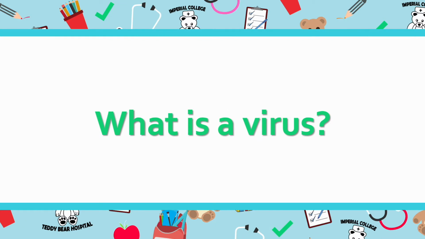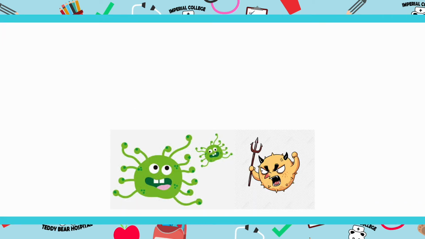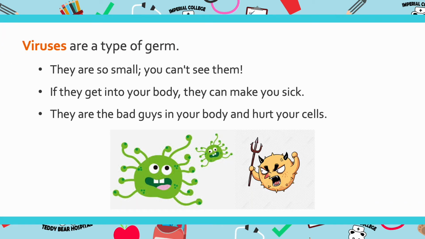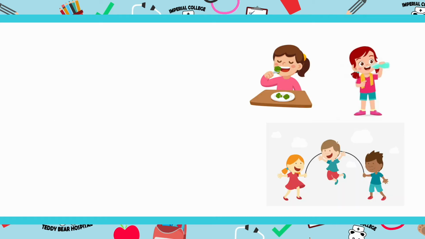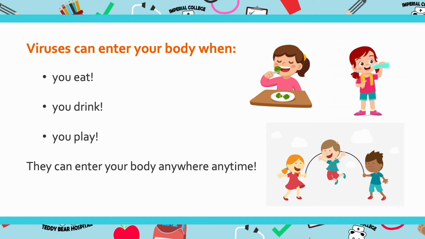And what is a virus? Viruses are a type of germ. They're so small, you can't see them at all. And they're the bad guys. If they get into your body, they can make you sick. And a virus can enter your body when you eat, such as when you are eating ice cream, or you drink, or you play with your friends. They can enter your body anywhere, anytime. So be careful of them.